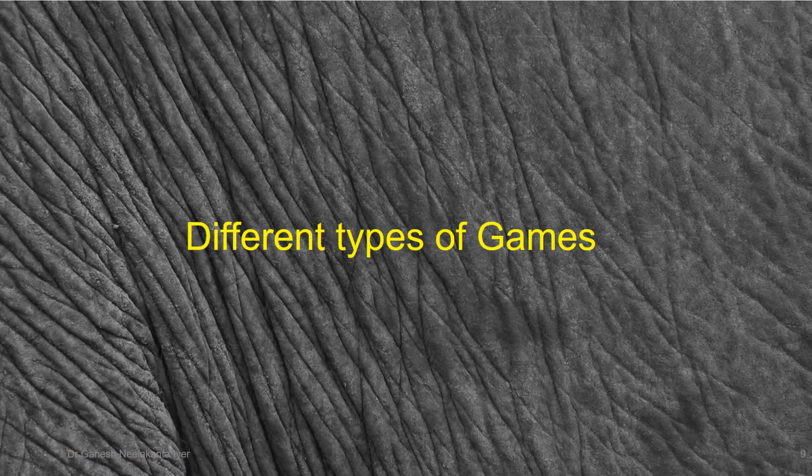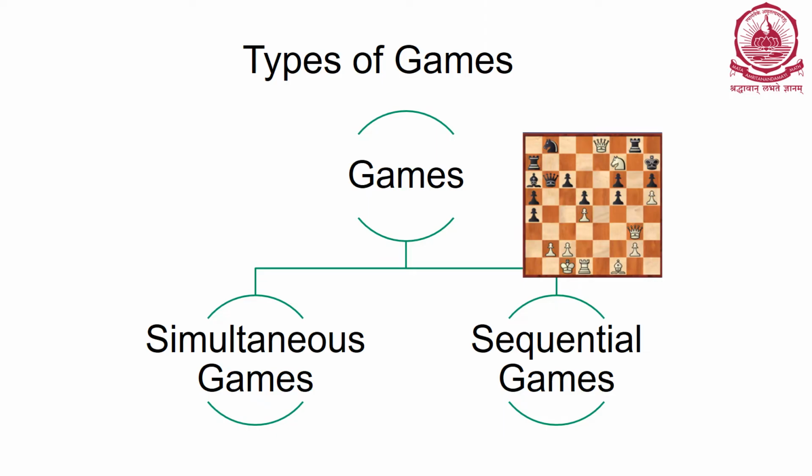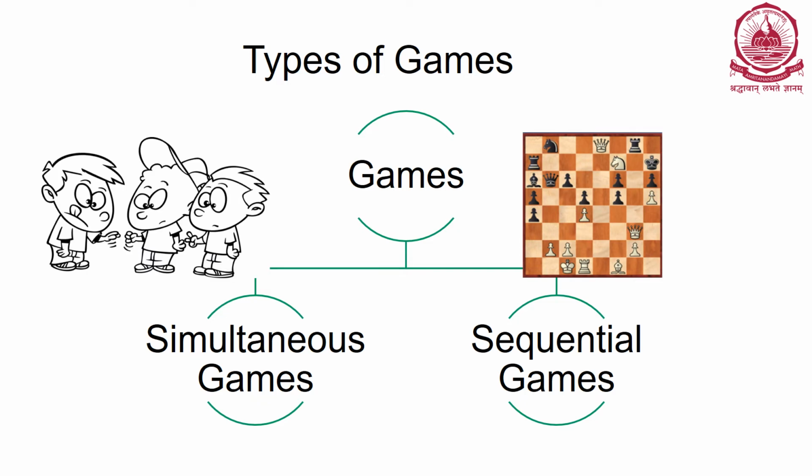Now, briefly, different types of games. I tried to classify games in different ways. So games could be simultaneous or sequential. Playing rock, paper, scissors is a simultaneous game, whereas playing chess is a sequential game.